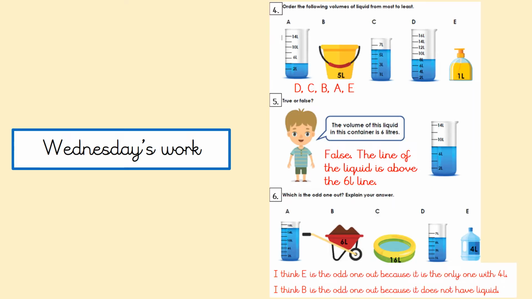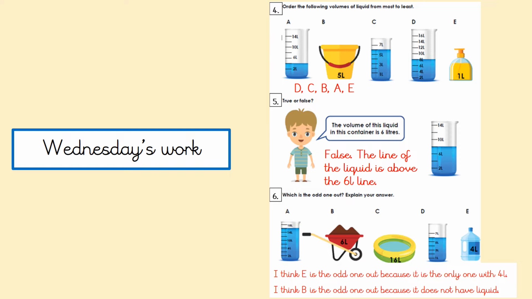The second page, the questions were a little bit trickier. Question 4 asked you to order the following volumes of liquid from most to least. So we started with the greatest volume, which was D, 8 litres, then C, 6 litres, B, 5 litres, A, 4 litres, and E, 1 litre. That one really was tricky, so well done if you got that, and don't worry if you didn't. There was lots of tricky things going on there.